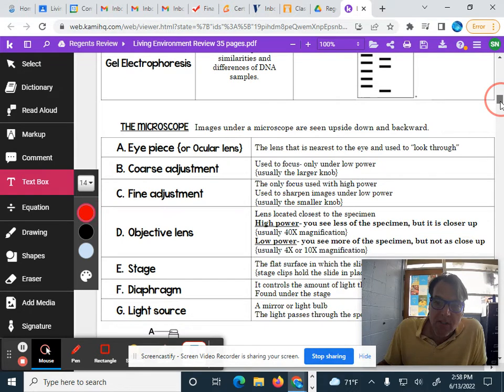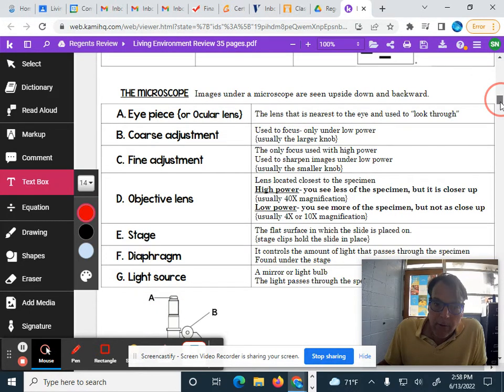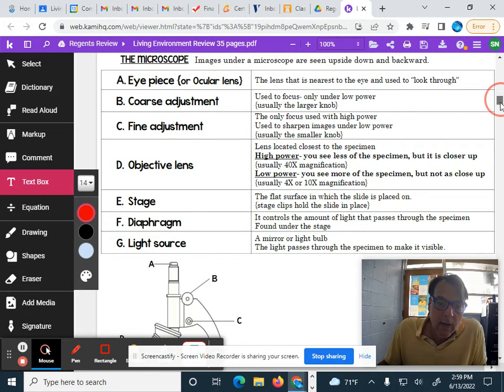The microscope, we see things that are microscopic. That means you can't see them with your regular eye. Here are the parts of the microscope. An important thing to remember is the objective lenses.